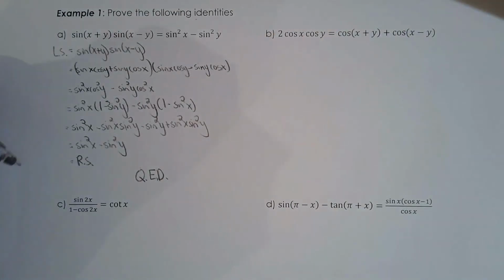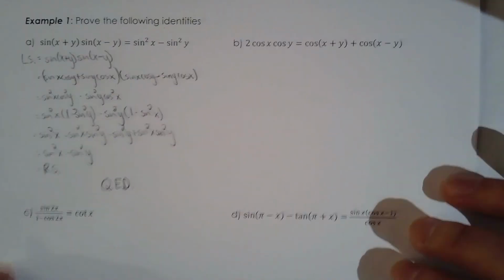QED stands for, oh my Latin's not good at all, quod erat demonstrandum. I should Google it, it'll be so much better. But it's basically saying we've shown what they've asked us to show, which means we have an identity, okay? This is indeed an identity. And by the way, if we ask you to prove an identity, it's certainly an identity. We're not going to trick you, okay? That wouldn't be very nice.